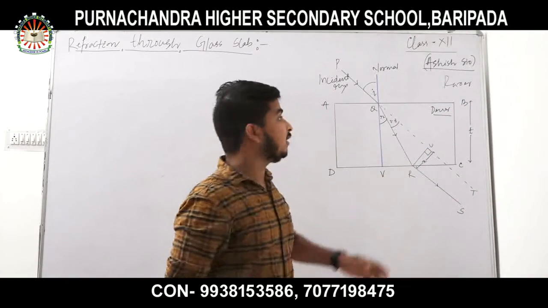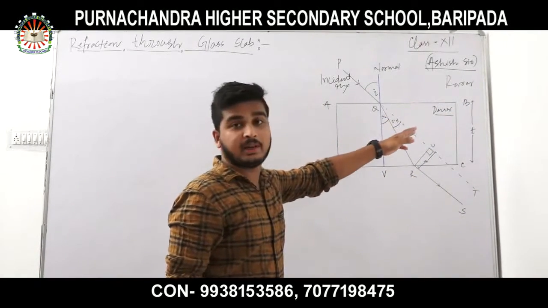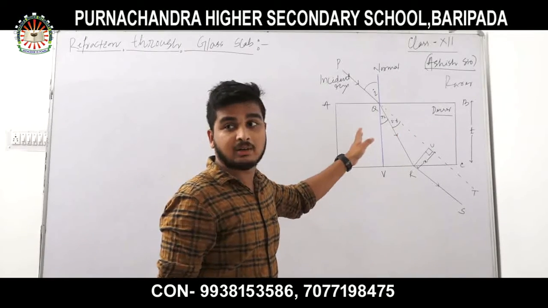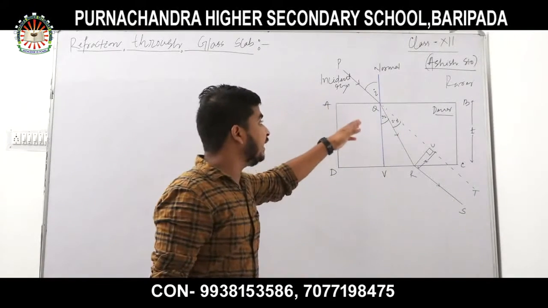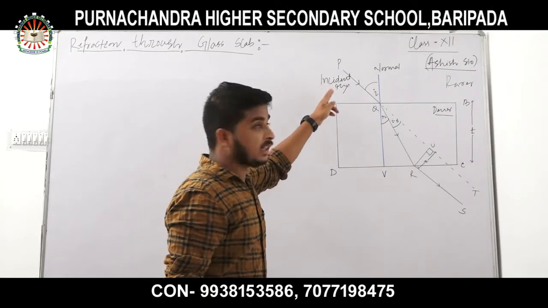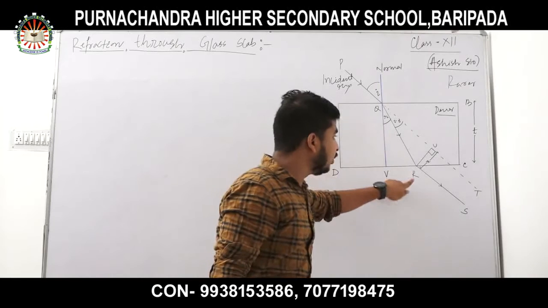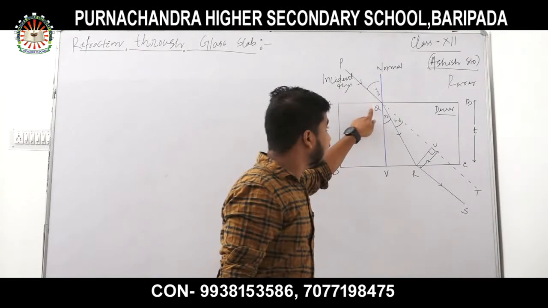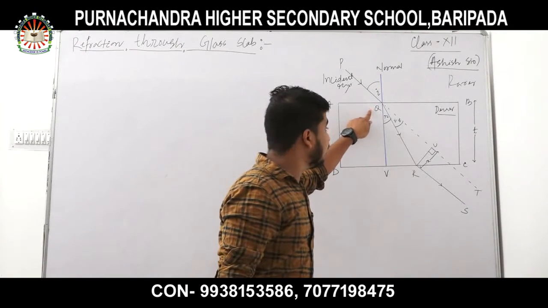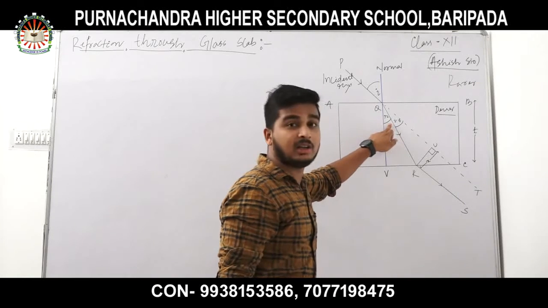Whenever light goes from a rarer medium to a denser medium, it bends towards the normal, so the incident ray PQ will bend towards the normal and go through QR. The ray will refract through Q and R with an angle of refraction r.